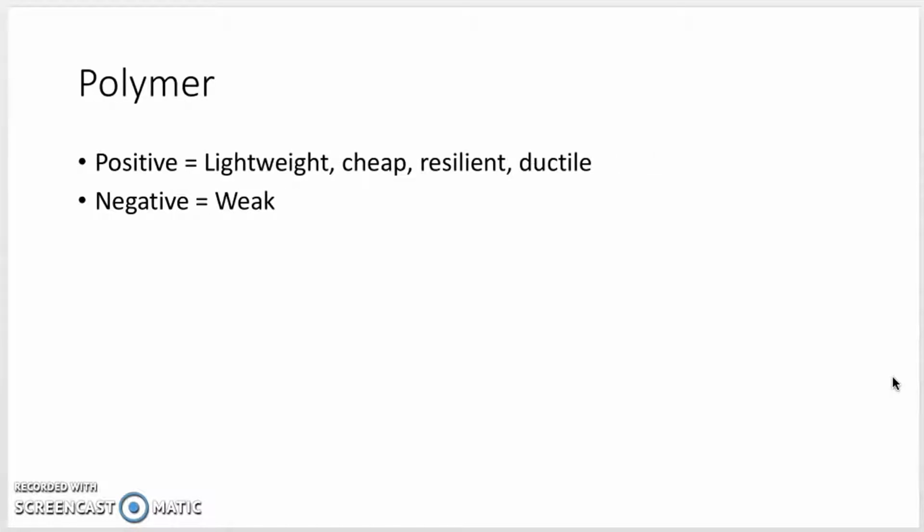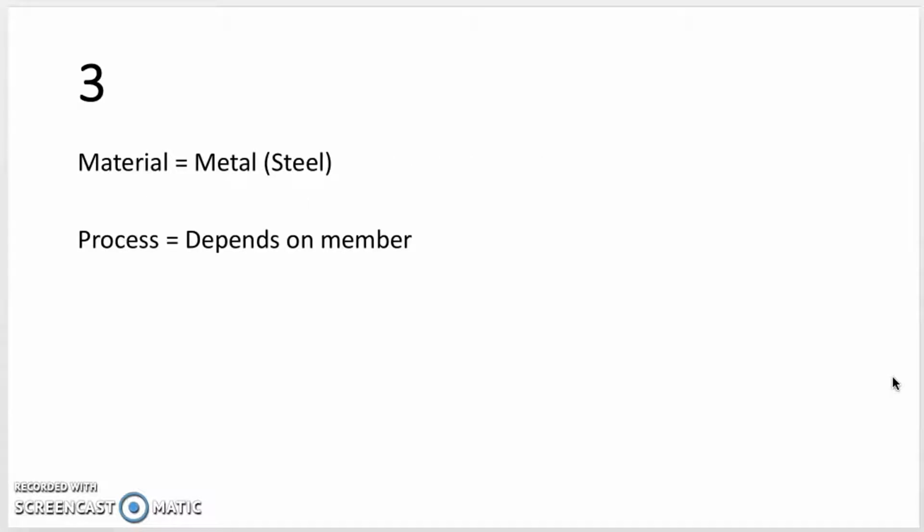So then moving on, we'll go to polymers. Polymers have some really good qualities about them. They're lightweight, they're very cheap, resilient, and ductile. But they are very weak. So they won't be super great in an application like a large truss bridge. So we're going to select metal.